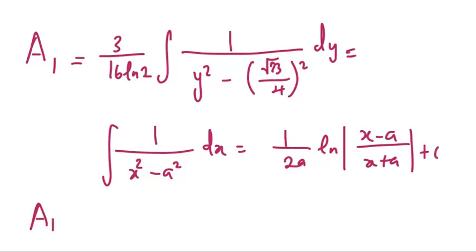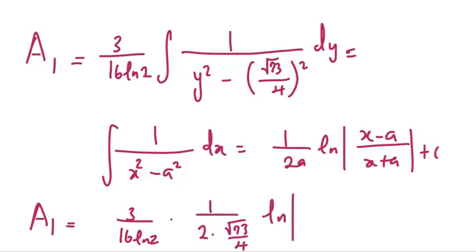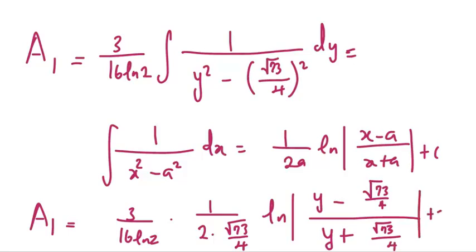So we're going to have a sub 1 is equal to 3 over 16 ln of 2 times 1 all over, remember our a is square root of 73 over 4, so this is going to be 2 multiplied by square root of 73 over 4. Then multiply with the ln of y minus square root of 73 over 4, divided by y plus square root of 73 over 4, and then plus c.